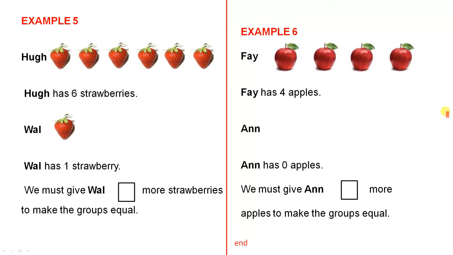And finally, Faye has 4 apples and Anne has no apples. How many do we need to give to Anne to make the groups equal? So that's a very straightforward topic, but it's really important because it teaches students how to make groups equal and the numbers they need to add on to make that possible.